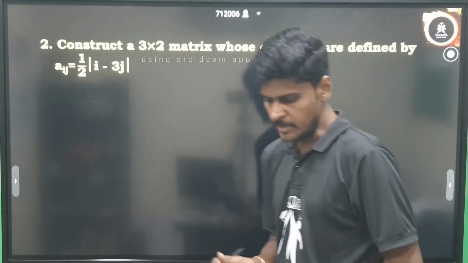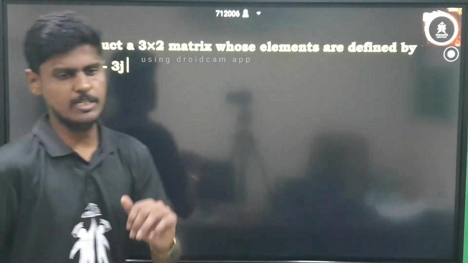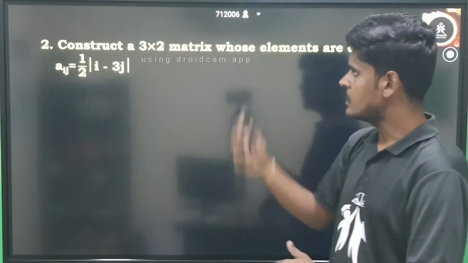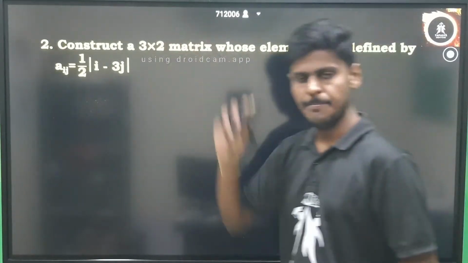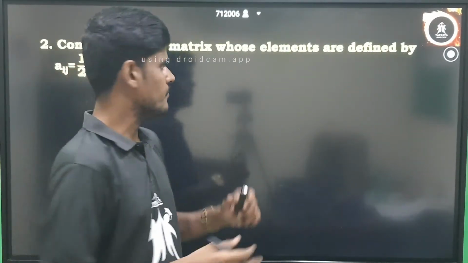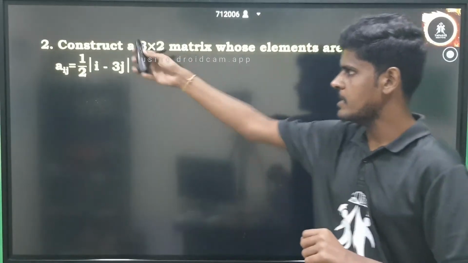Okay, next question. This is a very common type of question. You can expect such questions in 2-mark questions in your board exams. Construct a 3 by 2 matrix whose elements are defined by some pattern. They will give some pattern and we should find a matrix, that is, generate a matrix that satisfies the given condition.